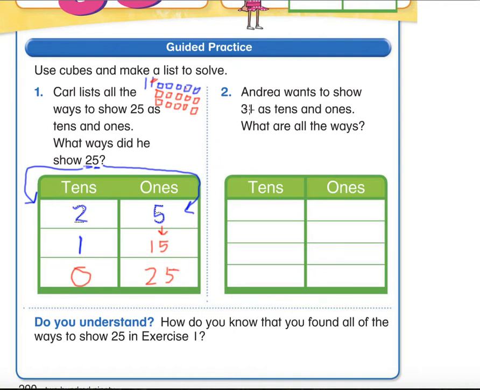All right, I'm going to read the next one to you guys. Andrea wants to show 31 as tens and ones. What are all the ways that she can show this? So go ahead and try this on your own. I'm going to give you guys a good minute to try. While you're doing that, I'm going to make a quick picture on the side. So I am all set for you guys when you're done.